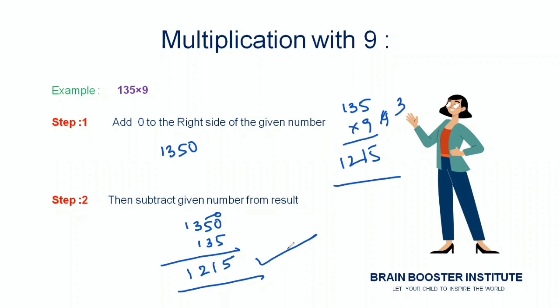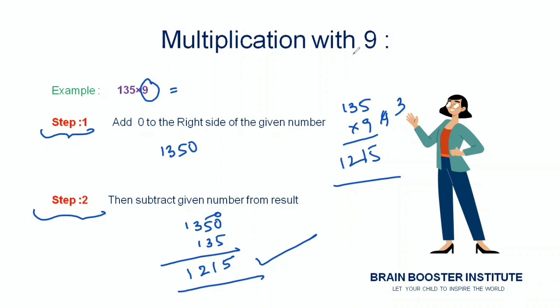So what is the specialty of this multiplication? We are following these two steps to multiply to get the answer for 135 into 9. But did we use 9 in these two steps? Did we use the multiplication process in these two steps? That is the fantastic strategy of this multiplication, my dear friends. This trick is Vedic Maths magic. Without using multiplication and without using 9, we are getting the result of multiplying any number with 9. That's a beautiful technique.